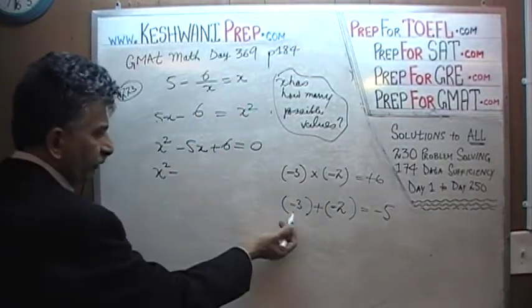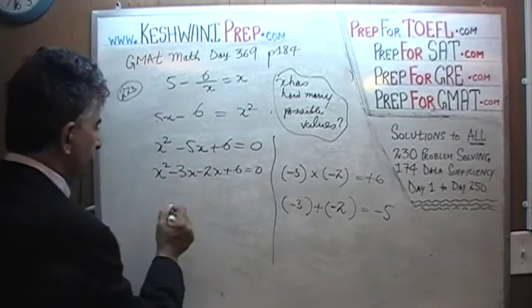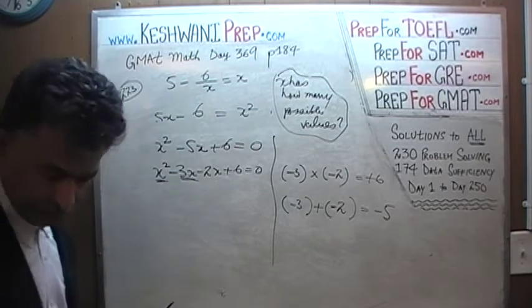So, 5x is going to be written as negative 3x and negative 2x, plus 6 equals 0. And now we look at these two terms, and we can take out x as a common factor.